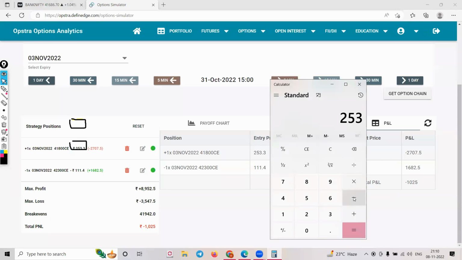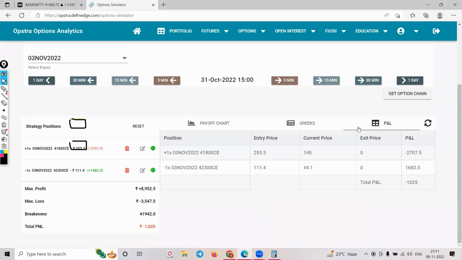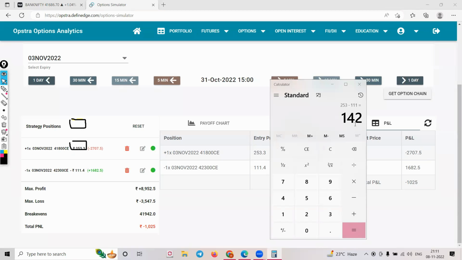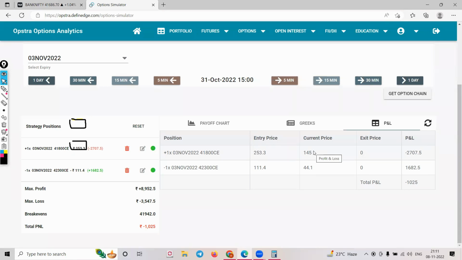114. 253 minus 111, it doesn't matter, 2 to 3 points, right? Yeah, 142. See, it's not a clear benchmark. Either it can be 135, like 150. So I'm just taking maybe 142. So now the moment this becomes 142, that's where my trade will start showing me the loss. That's where we see this loss of 1025.